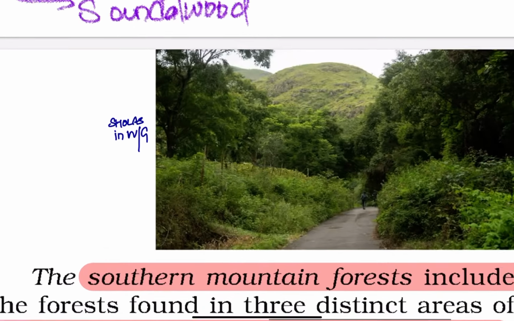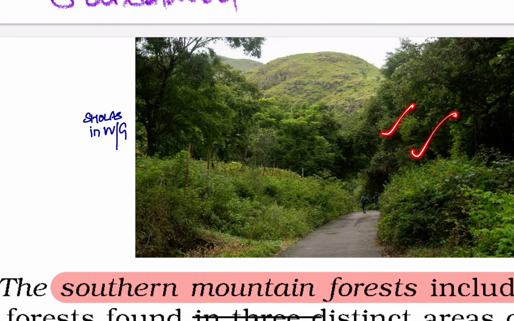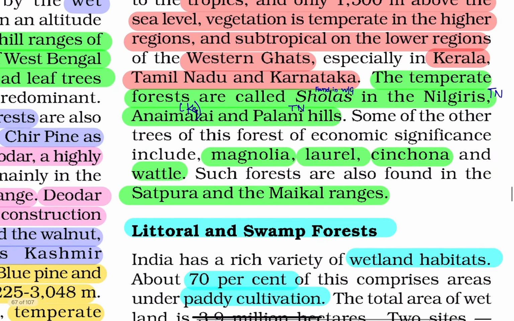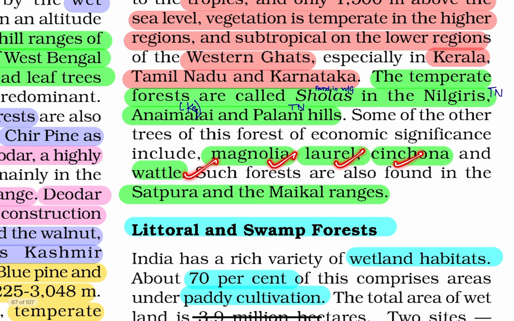So, like I have given, these are called sholas. The way they look, they are called sholas. They are the temperate vegetation, right? These temperate forests are called sholas, in the Nilgiris, Anaimalai and Palani Hills, right? Here also you'll find some trees of these forests which are economically very important. The examples given are magnolia, laurel, cinchona, wattle. Okay, magnolia, laurel, cinchona, wattle. Right? How do I remember it?